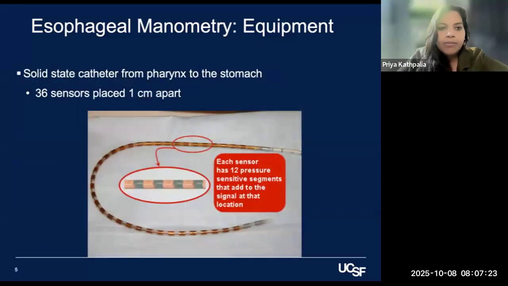The manometry catheter itself is a solid state catheter that spans the pharynx to the stomach. It has 36 sensors that are placed 1 centimeter apart. And around the lower esophageal sphincter, the sensors are spaced even less than a centimeter apart. The catheter is positioned at the upper esophageal sphincter, and as I said, it spans through the lower esophageal sphincter. And just to give you perspective, the original catheters used to be 4 sensors every 5 centimeters. So we've really come a long way technologically.